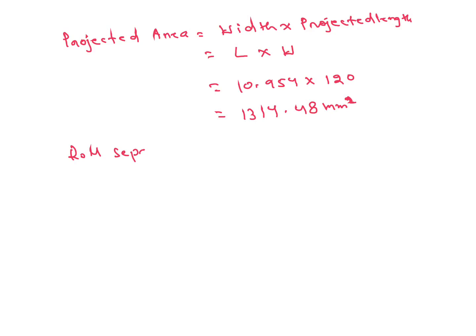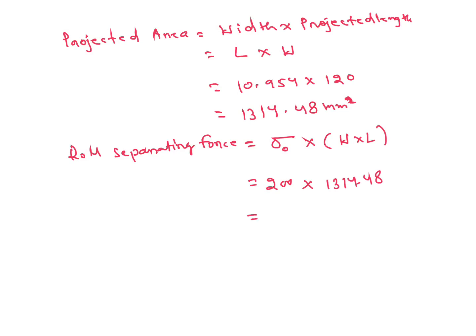Roll separating force: force per unit area is pressure, so force is pressure, or sigma o, into projected area. Projected area is W into L, sigma o given 200, into W into L, we get 1314.48. So roll separating force F equals, finally we will get 262.9, this is in kilonewton.